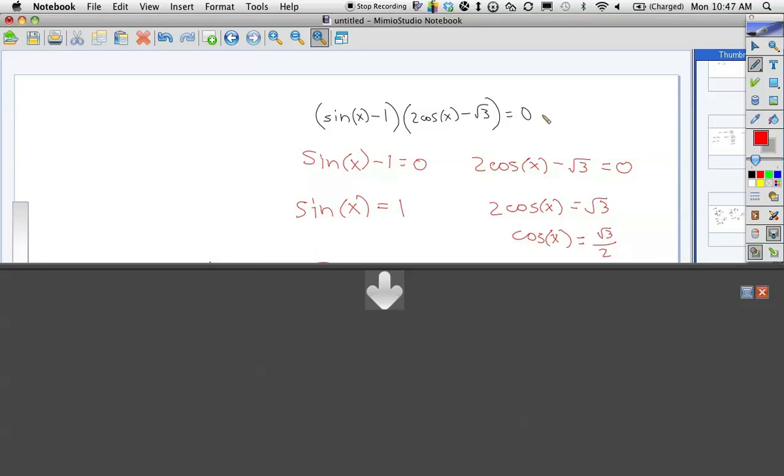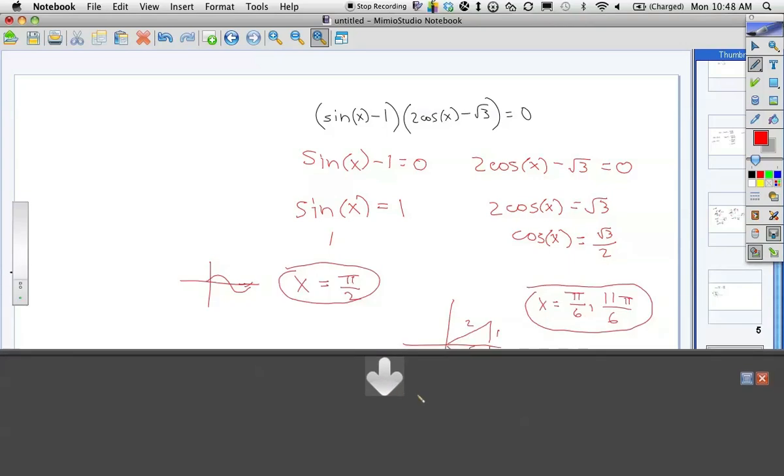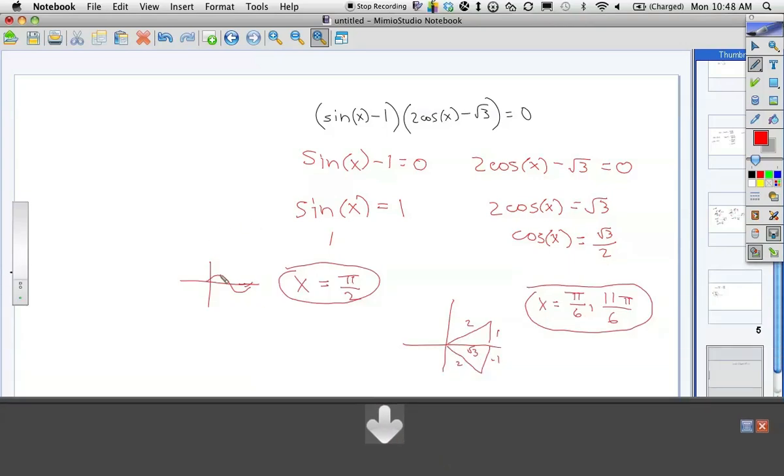So let's run through that. First of all, we set each of them equal to 0 and get the trig equation by itself. Now we're asking the question, just like we were a minute ago, where does sine x equal 1? You could use the unit circle. It equals 1 at pi halves, or you could draw a quick sine graph. I drew a quick sine graph here. It's 1 right there, at pi halves.